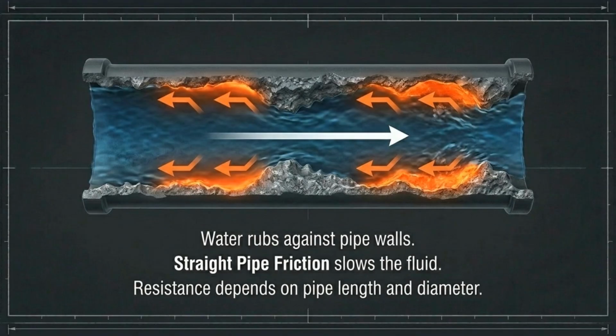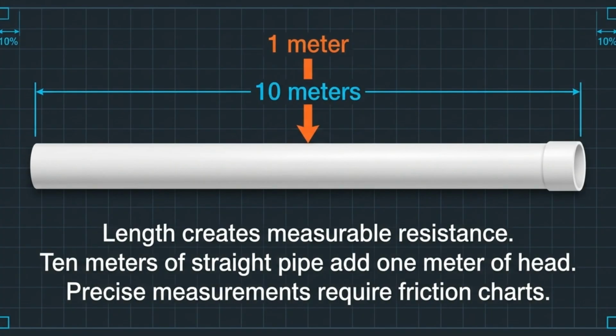Next, we account for straight pipe friction. As water moves, it rubs against the pipe walls, creating resistance that depends on both the length and diameter of the piping. Pipe length creates measurable resistance. For example, 10 meters of straight pipe may add 1 meter of head. Always consult friction charts for precise measurements.